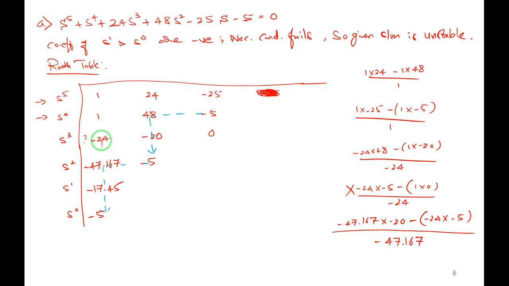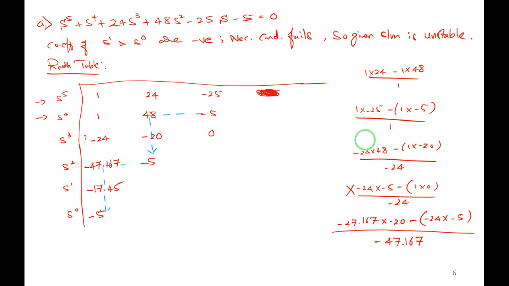Let me check it. Minus 24 into 48, minus of 1 into minus 20. It's correct. Divided by minus 24. It's correct only. They are getting positive here in the textbook. Well, maybe they are wrong, or let me check it once again. I should not go wrong. So let's cross verify this. Minus 24 into 48, minus of 1. This is 1, right? So minus of 1 into minus 20 divided by minus 24. It's correct. Let me calculate this once again.